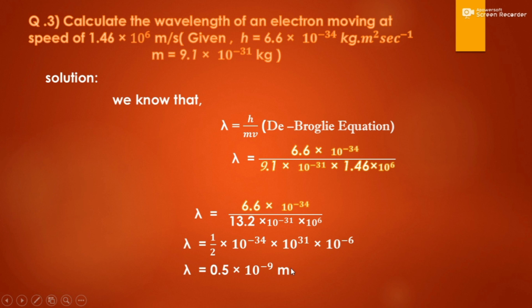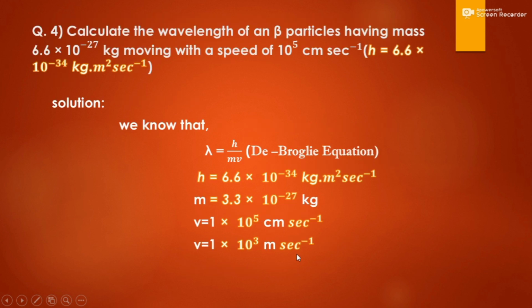Then we will go for the fourth question, question number 4: calculate the wavelength of beta particles having mass 6.6 into 10 raised to minus 27 kilogram, moving with a speed of 10 raised to 5 centimeter per second, and h is given as 6.6 into 10 raised to minus 34 kilogram meter square per second.